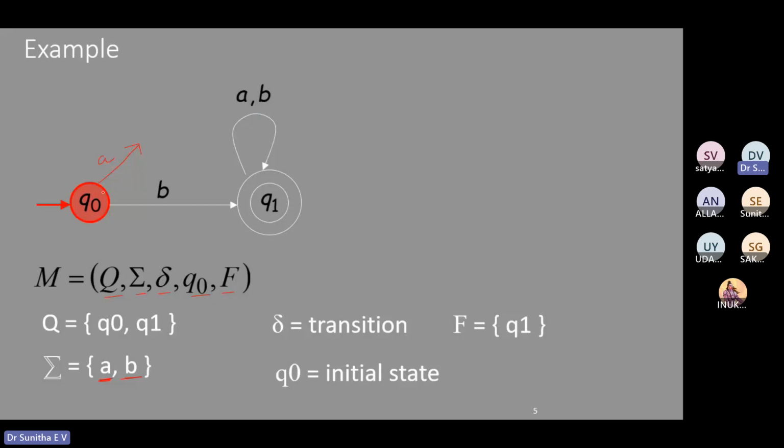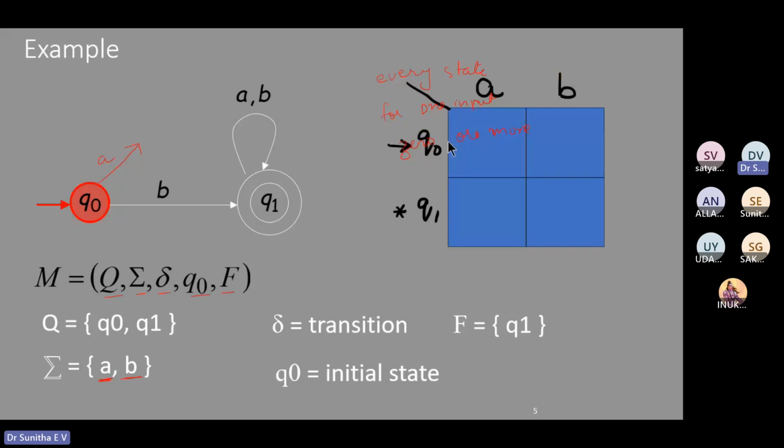So in the definition of NFA, what they say is for every state, for one input, there can be zero or more transitions. That means sometimes the transitions may not be defined for some input, or there can be multiple transitions for the same input. Let's see an example.